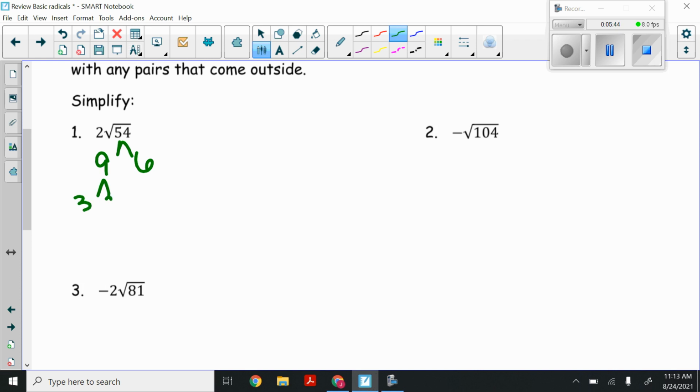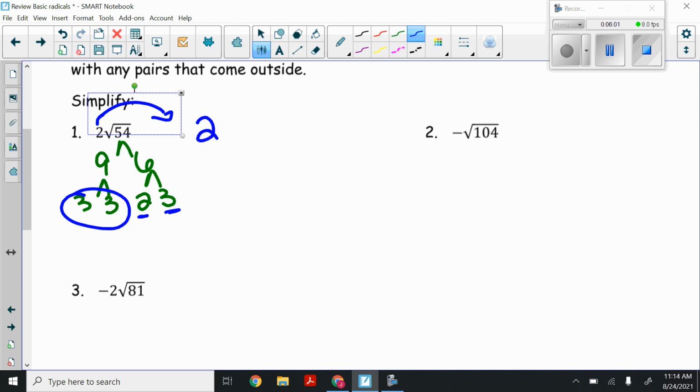9 breaks down to 3 and 3. 6 breaks down to 2 and 3. So now I'm looking for my buddies. I have a pair of 3's. This 2 doesn't have a buddy, this 3 doesn't have a buddy, so they both stay behind. I already had this 2 on the outside, so I don't forget about him. So I add a 2 on the outside, this pair of 3's comes out. What got left behind was a 2 and a 3.